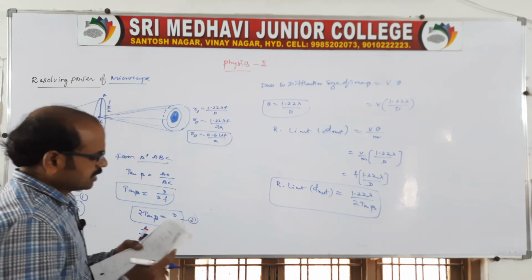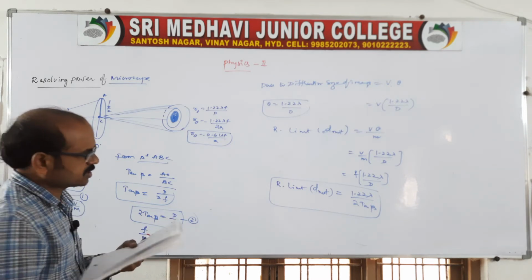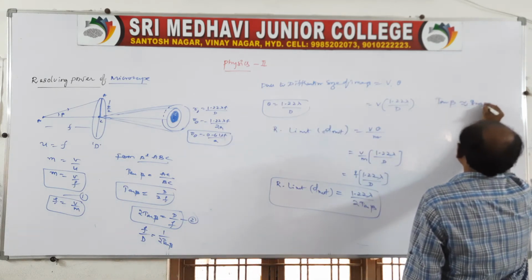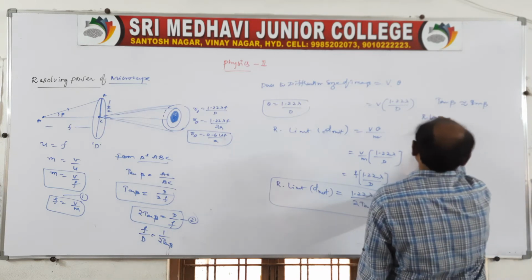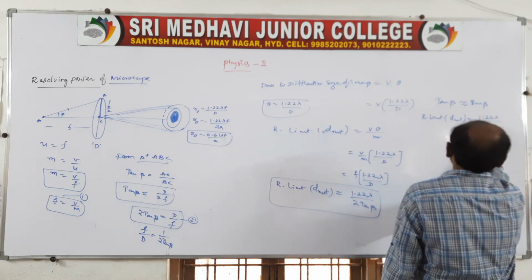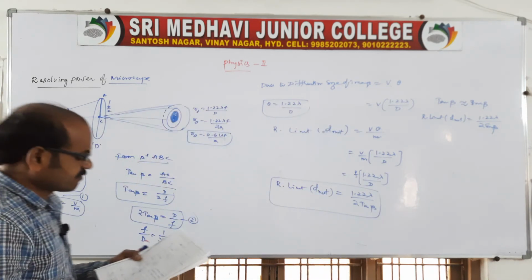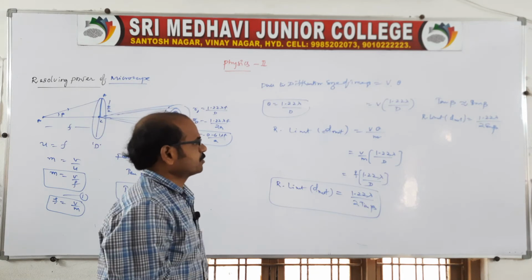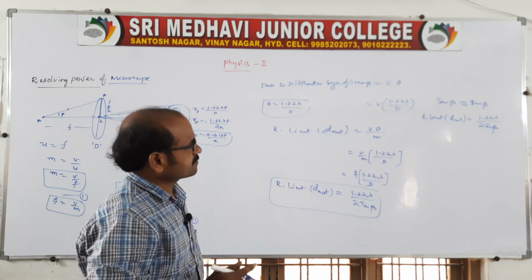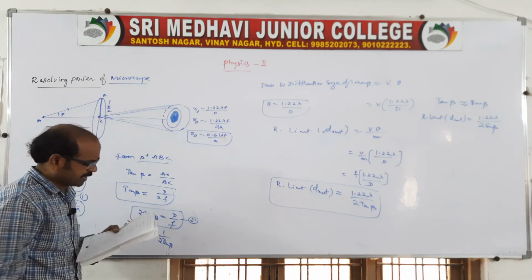Now the question is asking about resolving power. For that purpose, tan theta is equal to tan beta, because angles are very small, so we can say like this. So the resolving limit, or d limit, is equal to 1.22 lambda by 2 sin beta also, because angles are very small, so tan beta is almost equal to sin beta. This is about the limit.